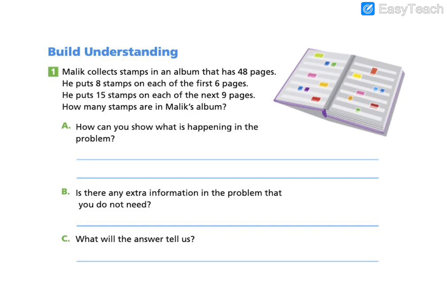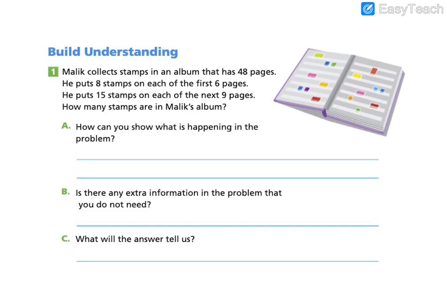Number 1. Malik collects stamps in an album that has 48 pages. He puts 8 stamps on each of the first 6 pages. Then he puts 15 stamps on each of the next 9 pages. How many stamps are in Malik's album? Right. Letter A asks us, how can we show what's happening in the problem?